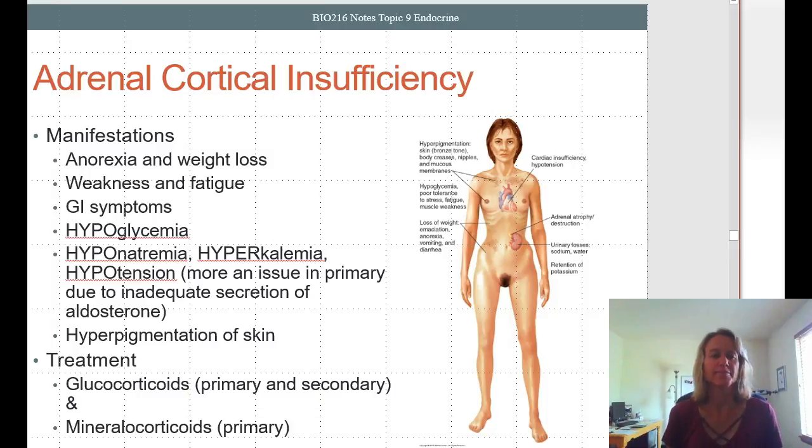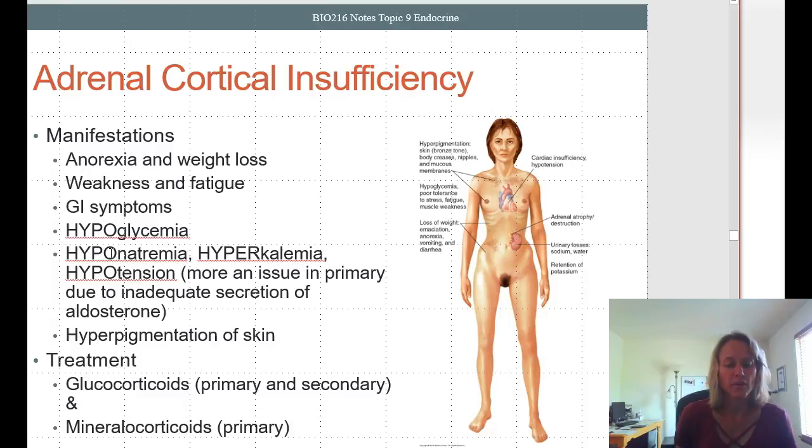Because cortisol raises blood glucose levels, we'd see hypoglycemia if we don't have enough. We'd also see hyponatremia and hyperkalemia, as well as hypotension. Now, this is going to be more of an issue in primary adrenal cortical insufficiency than, say, secondary, because some of these effects are due somewhat to aldosterone release. Cortisol has some mineralocorticoid properties like aldosterone, but aldosterone is the primary one.